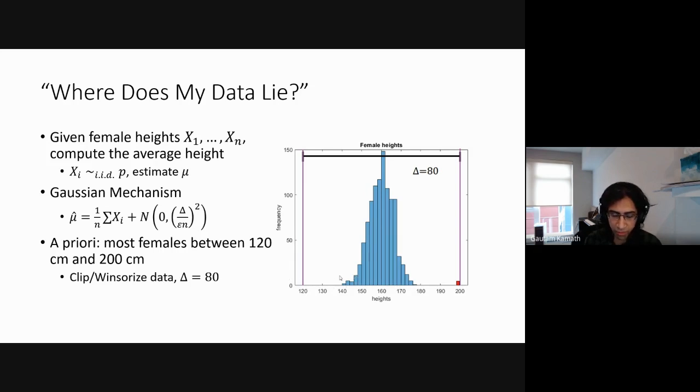What we did here really was use prior information that we have about where the parameters should lie. For example, looking at adult humans, you should know that they're generally between 120 and 200 centimeters tall. This is maybe a bit generous on both ends, but at least this is something that we know for sure. And that gives us some bound on how we can clip our data. Now you might be thinking this is okay, but this is still a lot of noise that you're adding. You're adding noise proportional to 80 over epsilon n.